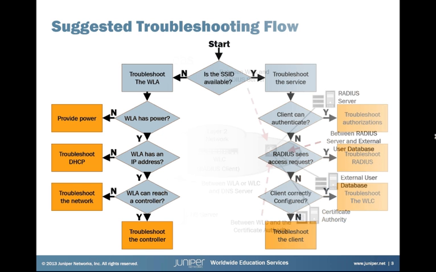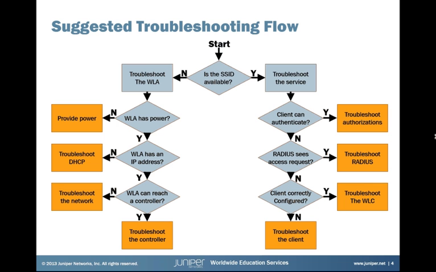As far as a basic approach to troubleshooting, as an administrator, you'll likely receive a report from end users that maybe the network's not accessible or they can't access their resources or something to that effect. So when working in a wireless network, one of the first things you'll probably want to do in that situation is verify that the service is actually available, verifying that the SSID is being advertised. If it's not, you'll want to look into the WLA or the access point, verify that it has power, that it has received an IP address, that it can communicate with and receive configuration from a controller in the network.